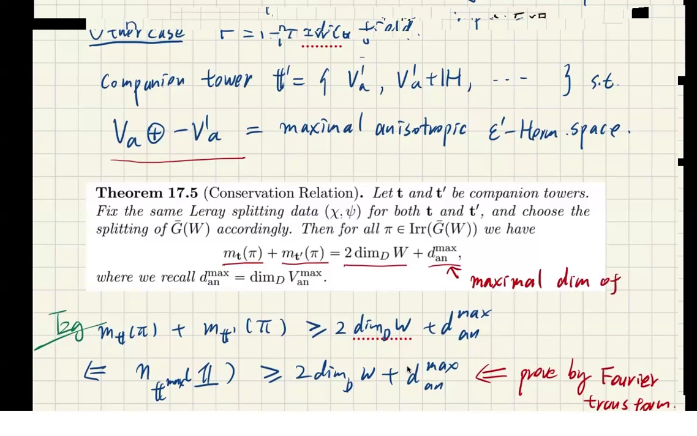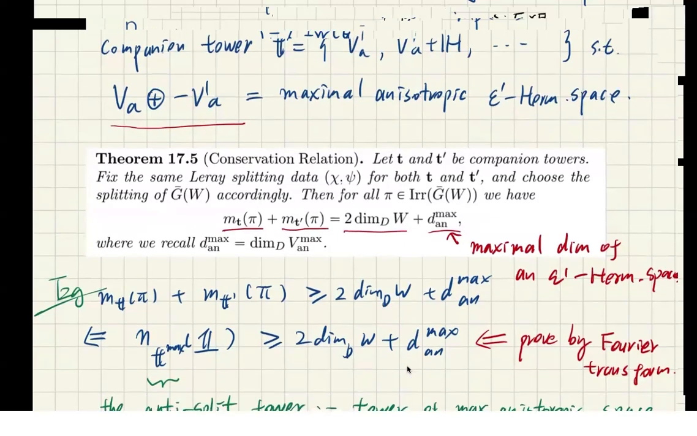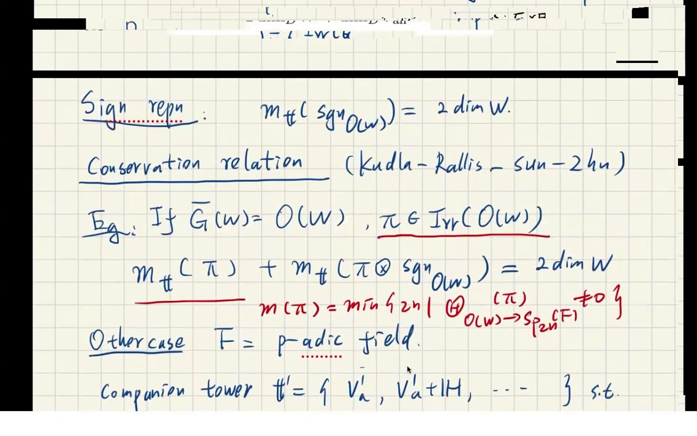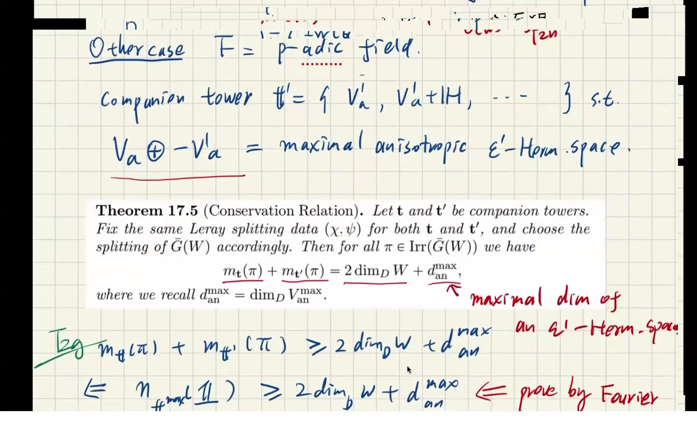Dimension of an epsilon prime Hermitian space. Okay, so, for example, in this case, the example case, this one is just a 0, so it's 2n plus 2 times dimension W plus 0. Okay.